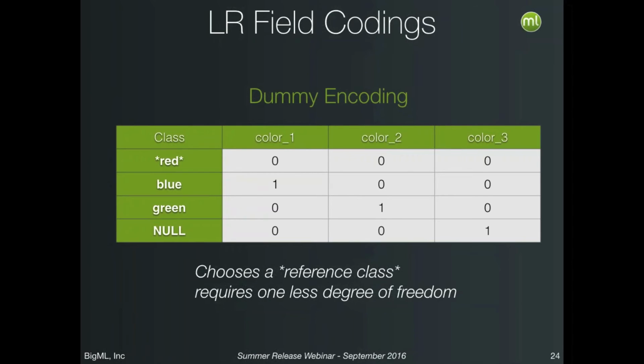And when it's blue, I put a 1 in the color 1 column. When it's green, I put a 1 in the color 2 column. When it's missing, I put a 1 in the color 3 column. All right. Now this does change the way logistic regression is going to interpret this. Rather than treating all these classes equally, the logistic regression is sort of comparing the possible classes against the reference class.